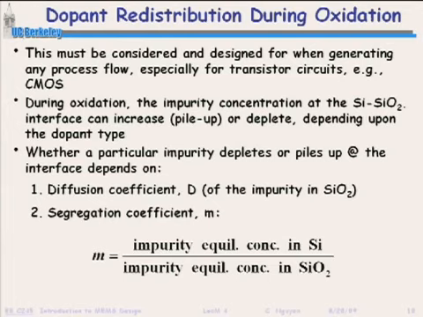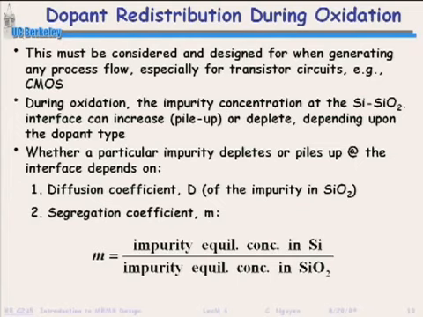There's also a segregation coefficient. This is a measure of the affinity of this dopant atom to either silicon or silicon dioxide. So the segregation coefficient M equals impurity equilibrium concentration in silicon divided by impurity equilibrium concentration in silicon dioxide. So what does that mean? Equilibrium concentration means that if this dopant was given a choice of what it wants to do, be in oxide or be in silicon, where would it end up? So say you had a lot of dopants, and you had oxide on this side, silicon on this side, and you had all the dopants in the center, and then you said go.